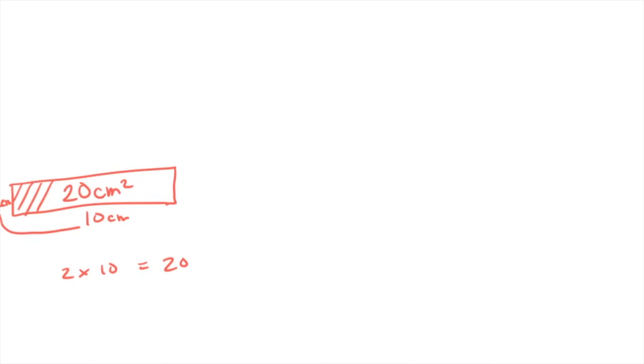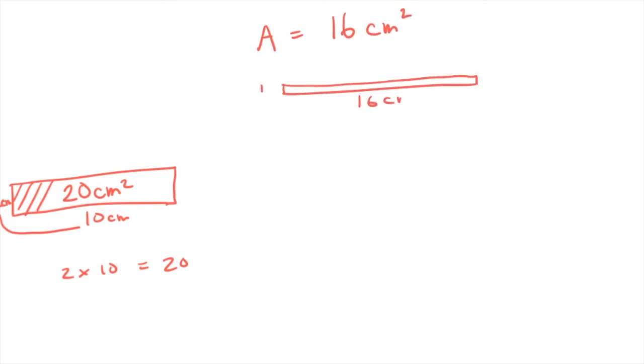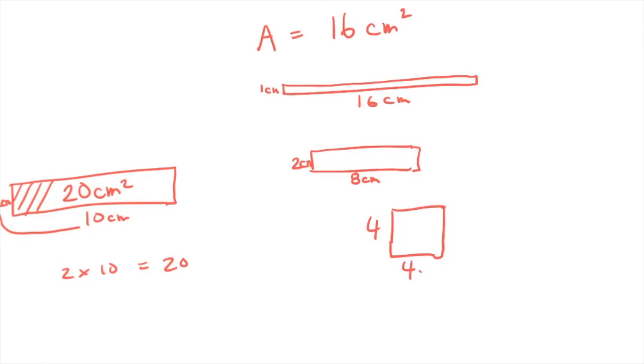I could say, well, there's an area of a rectangle that is 16 centimeters squared. And I could tell you, well, there's several rectangles you could make that might have that area. It could have a side length of 1 by 16 centimeters. It could be 2 by 8 centimeters. Is there anything else? Well, yeah, it could be 4 by 4 centimeters. Each of these would have areas of 16 centimeters squared.